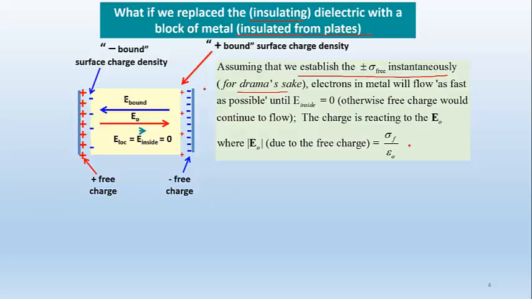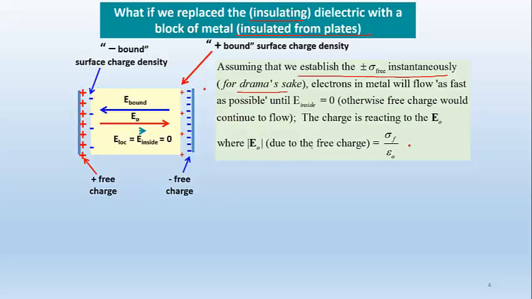What happens is that the electrons in the metal will flow quickly, as fast as they can, until the E inside is equal to 0. Remember, otherwise free charge will continue to flow until you get that field to 0. So what happens then is that you leave positive charge behind, and then here's the negative charge, the electrons, which ended up on this surface here.